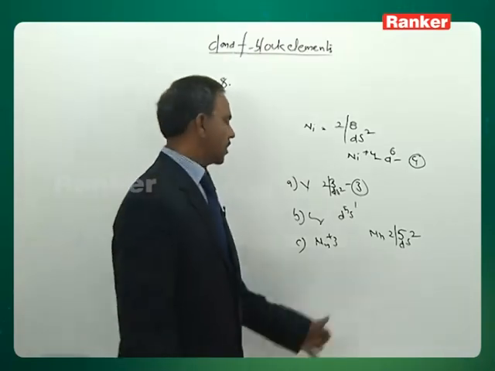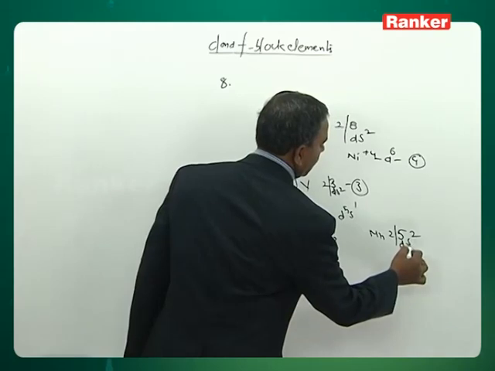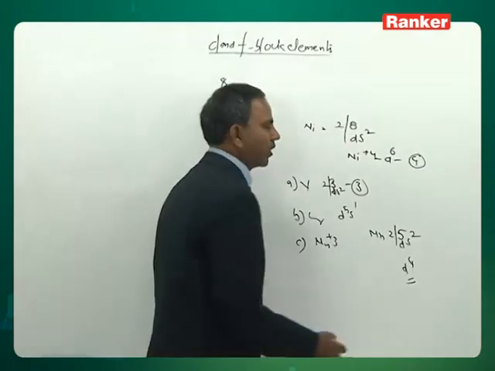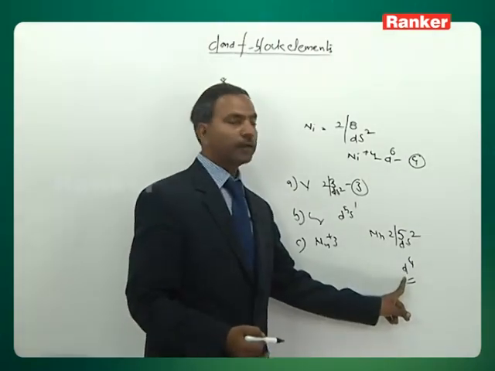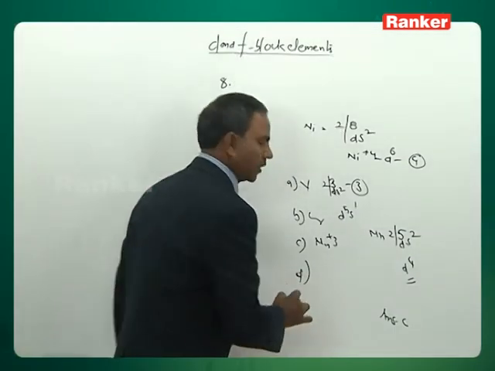Look here, how many electrons are lost? Mn+3, 3 electrons lost. Therefore, 2 electrons from s and 1 electron from d. So the remaining configuration of Mn+3 is d4. Then option C is the correct answer here. But let us check option D also.